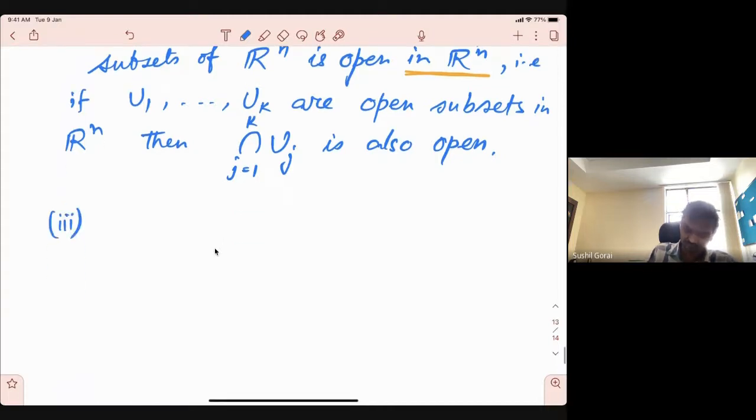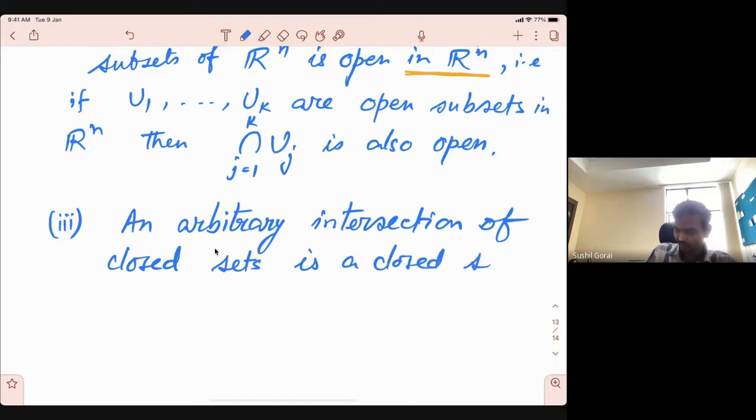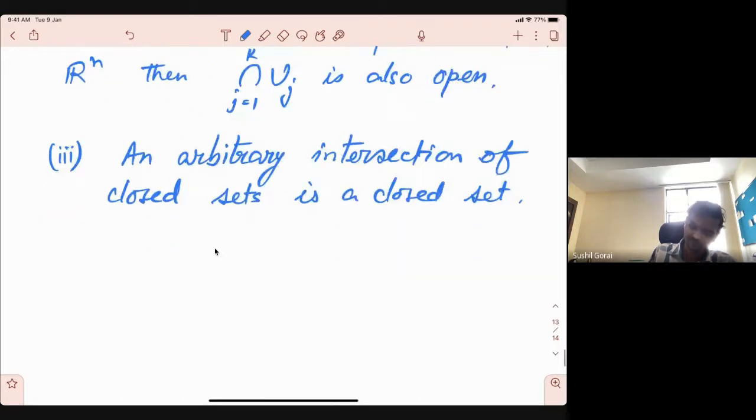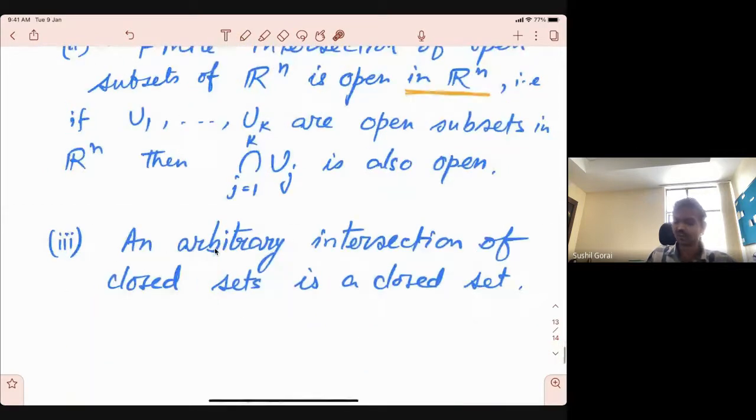Third, an arbitrary intersection of closed sets is a closed set. So if you take such a collection of closed subsets, and then you look at the intersection of the closed subsets, that will be a closed set.